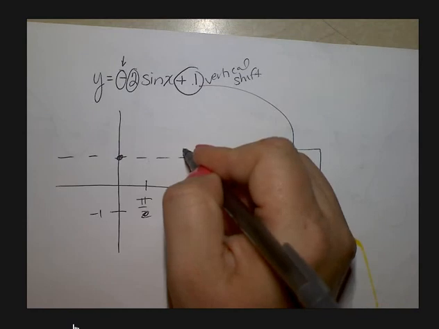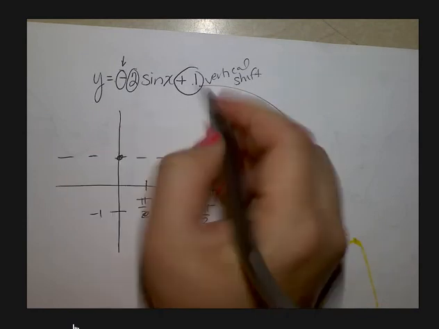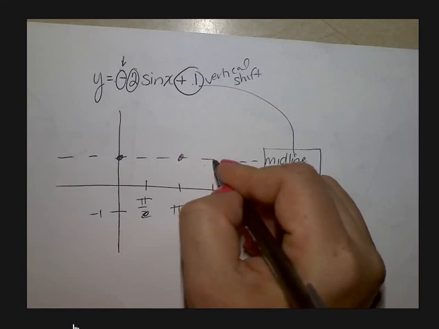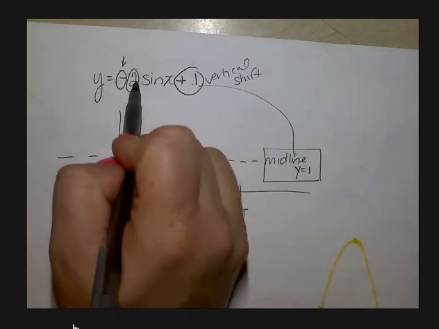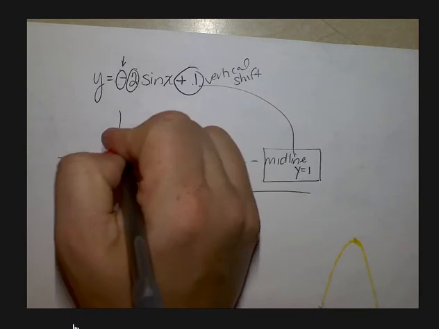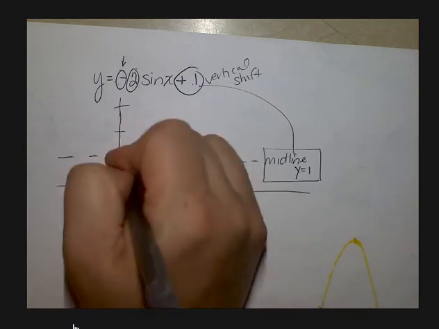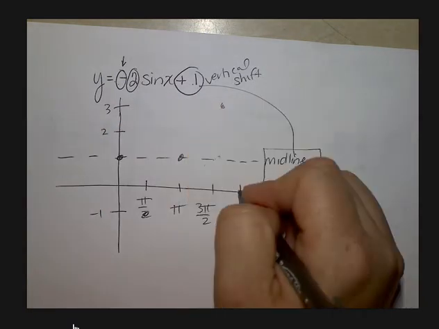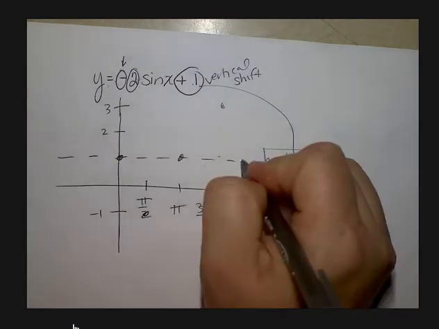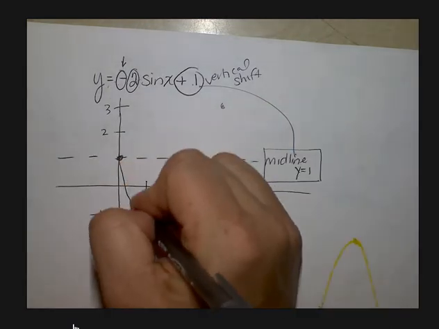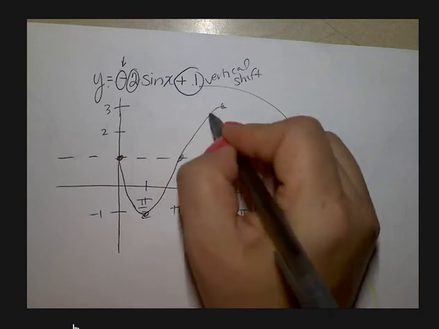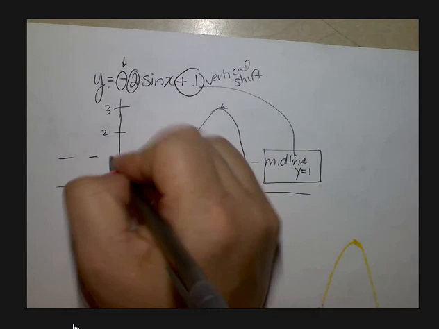Put your finger at pi. You get a sine of 0. 0 times negative 2 is 0. At 3 pi over 2, it should be an answer of negative 1. But negative 2 times negative 1 is positive 2. So up 2 more. Here's 1, 2, 3. Back to 2 pi. So at 2 pi, the sine value is 0. 0 times negative 2 is 0. So I'm going to come down, make sure that it's not a V, that it is a curve, and you have arrows at both ends.